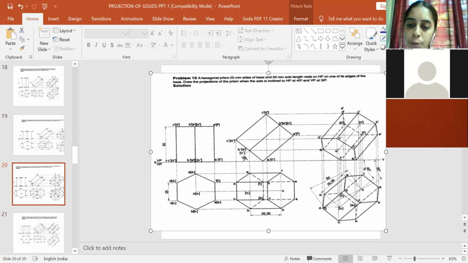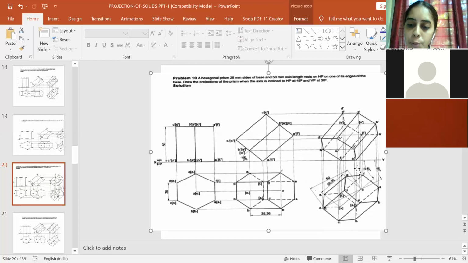So after this, you will just take the projections, right? After you take the projections from the front view and the top view, you see the locus. The locus of E1 is meeting E1 dash at this point, so this is our E dash. The locus of D is meeting D1 dash at this point, so this is our D dash. The locus of F1 is meeting F1 dash at this point, and the locus of A1 and A1 dash is meeting at this point.